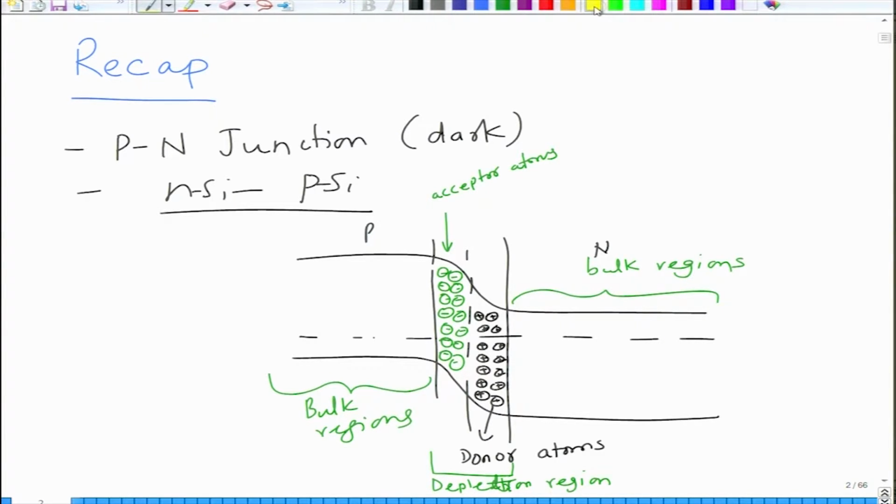You still have excess carriers on both sides. So, this side will have a lot of electrons and some holes, and on this side you will have a lot of holes and few electrons. As we said earlier, in this case Jn plus Jp total is equal to 0.